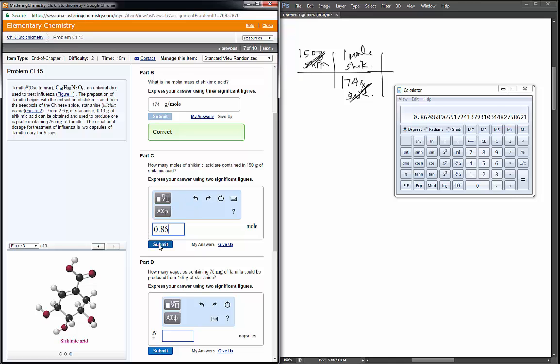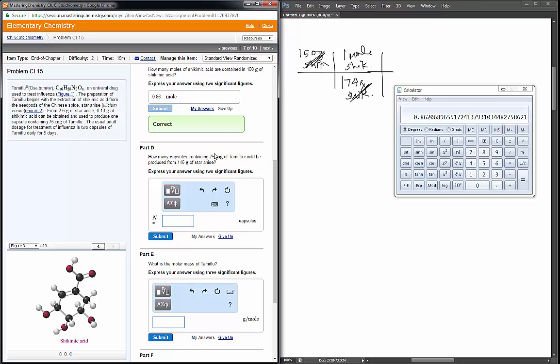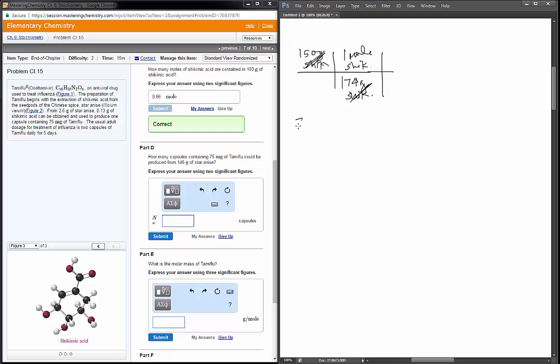They only want 2 significant digits. Next, how many capsules containing 75 milligrams of Tamiflu could be produced from 146 grams of star anise? Well, they give us up here, from 2.6 grams of star anise, I can get 0.13 grams of shikimic acid. And that is used to produce 1 capsule containing 75 milligrams of Tamiflu. So every 2.6 grams of star anise will produce 75 milligrams of Tamiflu. That is 1 capsule.